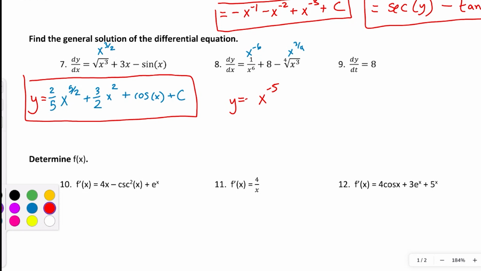So negative 1/5 times x to the negative 5 plus the equation that has 8 as a slope is just 8x, plus some constant, but we'll add on the constant at the very end. And then we've got x to the 3/4. So 3/4 plus 1 is going to be 7/4. And then multiplying by the reciprocal, that's going to be 4/7. And then we have, of course, the plus c at the end.